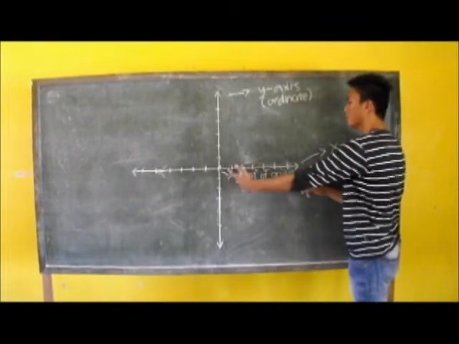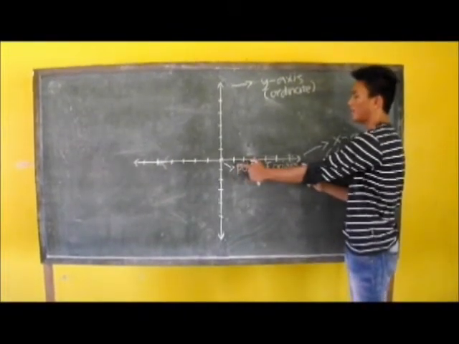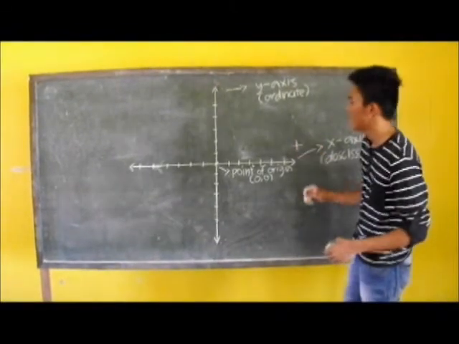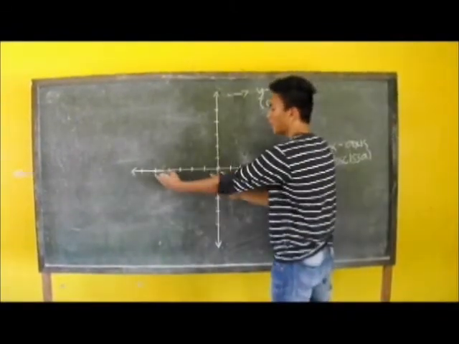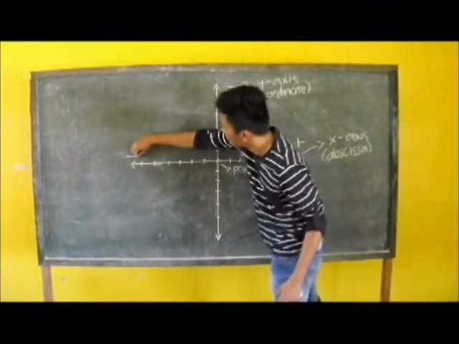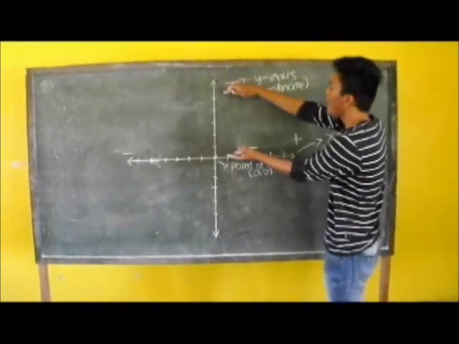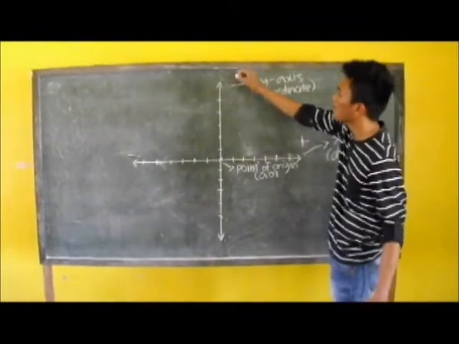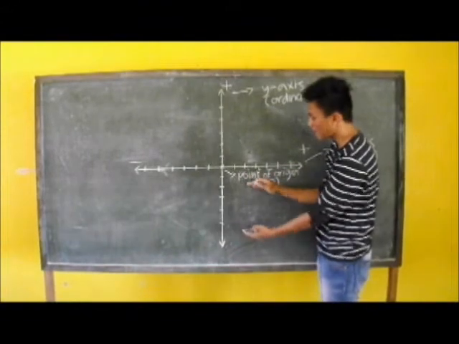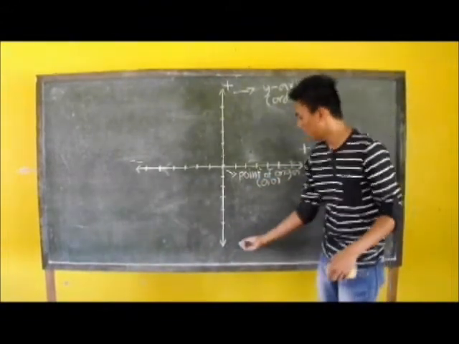The right portion of the x-axis from the point of origin is positive. And the left portion of the x-axis from the point of origin is negative. The upper portion of the y-axis from the point of origin is positive, and the lower portion of the y-axis from the point of origin is negative.